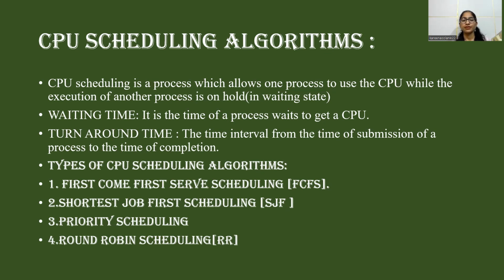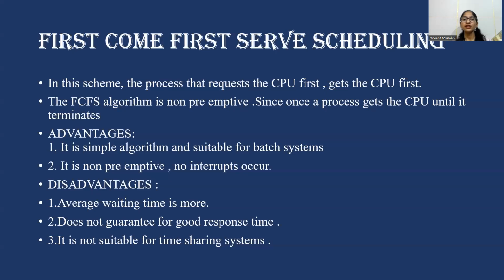There are four types. One is FCFS, that is first come first serve scheduling. The second one is SJF, which is shortest job first scheduling. Third, priority scheduling. Fourth, round robin scheduling. To begin with, first come first serve scheduling. In this scheme, the process that requests the CPU first gets the CPU first. The FCFS algorithm is non-preemptive, since once a process gets the CPU, it keeps it until it terminates.